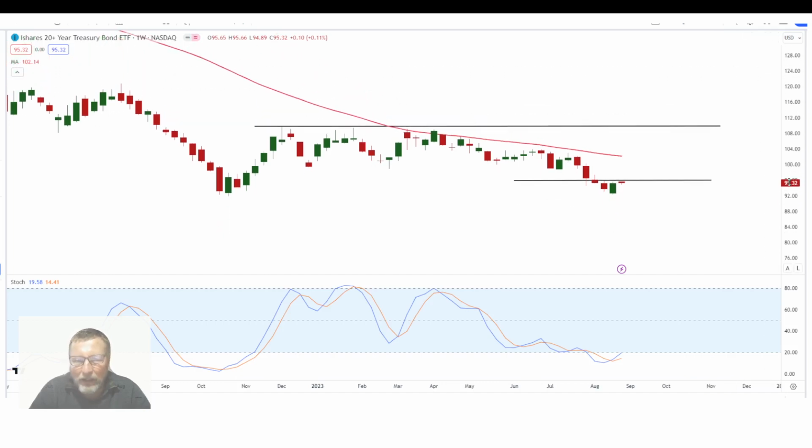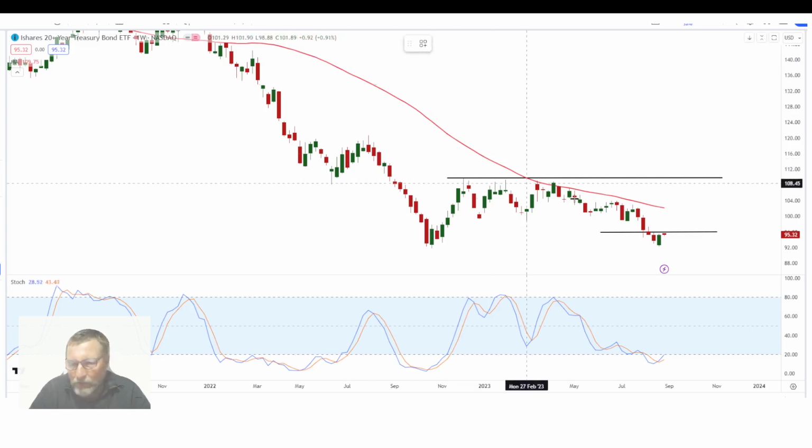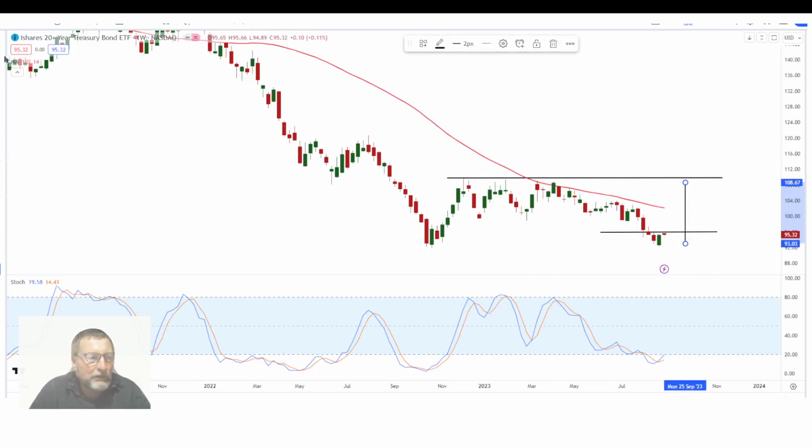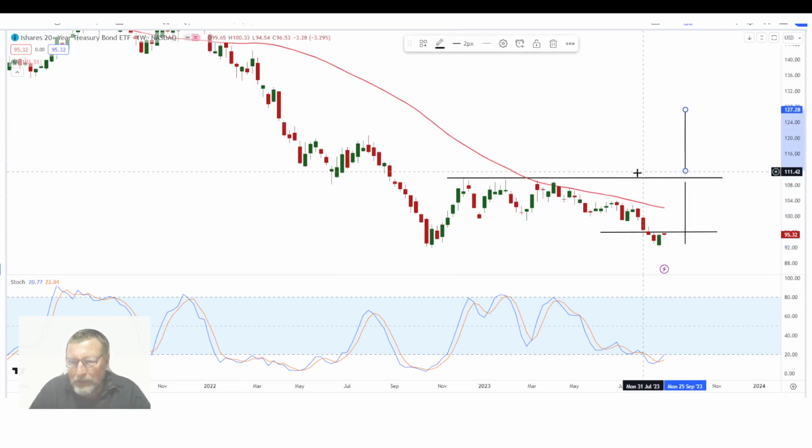And where is my target? My target is quite higher up. If you look at it, if I do that extension, let's do it from the bottom there. And we're just going to extend it a little bit higher. Now, if this double bottom comes into play, it's going to take a little bit of time to get to this level. This level is 109.88. If it breaks above 109.88, we've got this double bottom confirmed. And then we can see this one going up to 127.17.